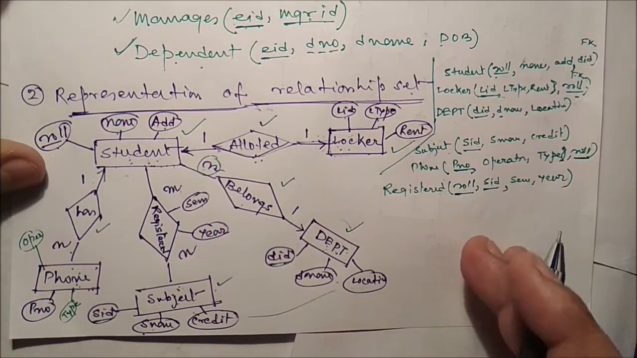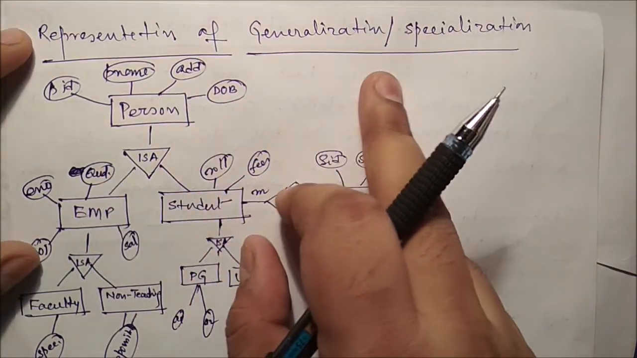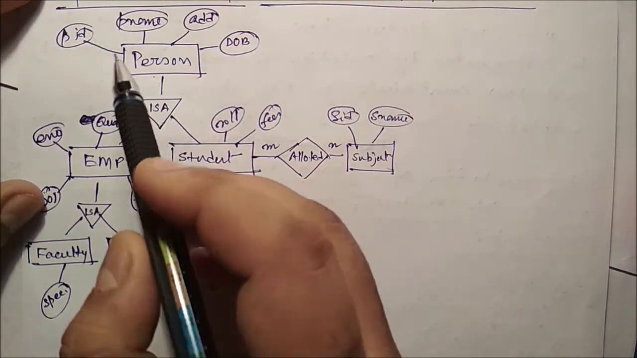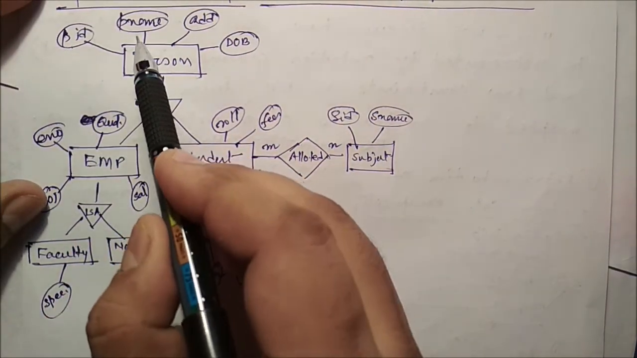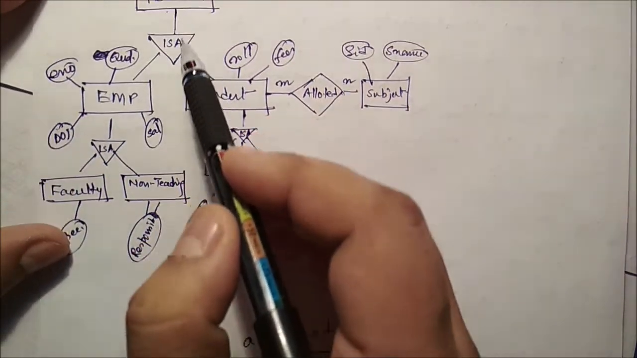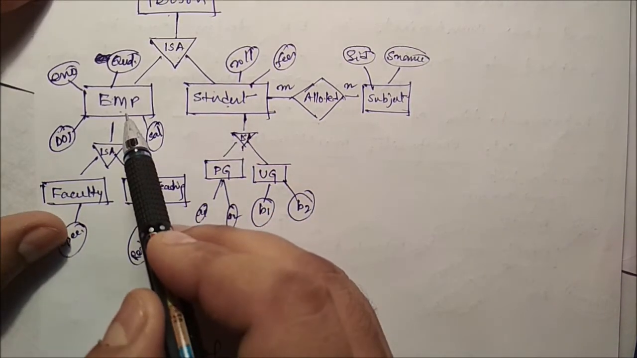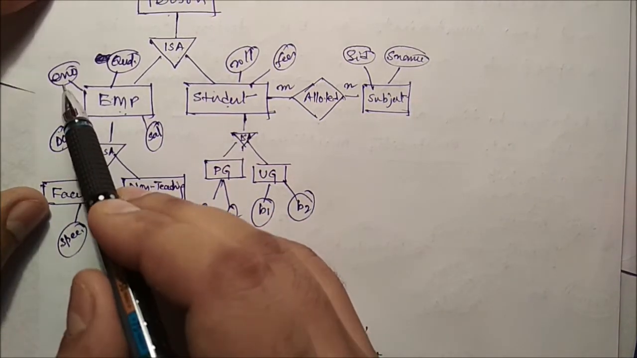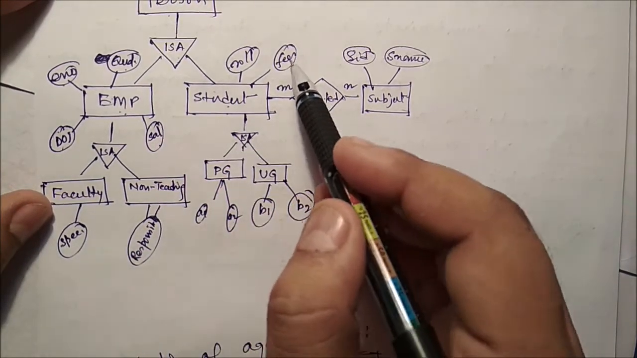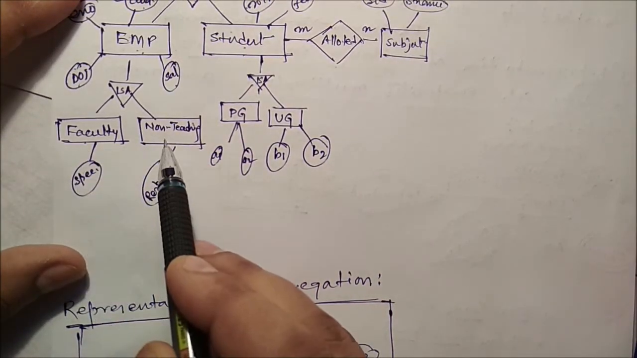Are you getting this one? Next we'll talk about the representation of generalization and specialization. Now here you can see person, with person ID, person name, address, date of birth. This is our superclass. And there are subclasses, employee and student. Employee has date of joining, employee number, qualification and salary; student has roll number and fees. But employee has two types, faculty and non-teaching faculty.